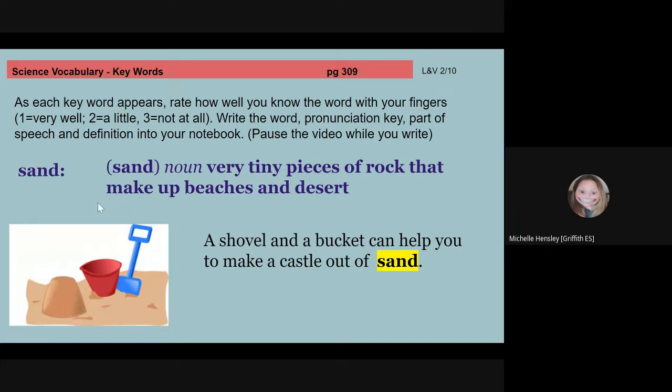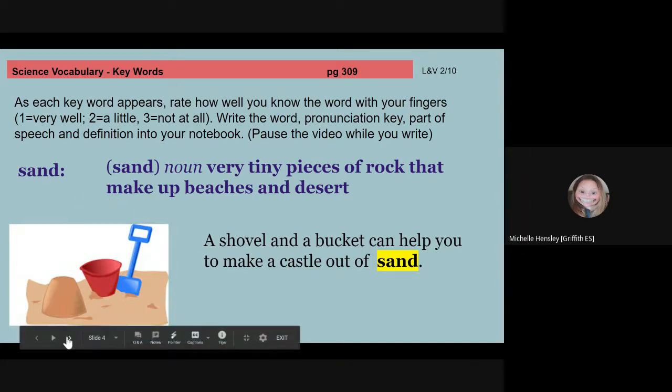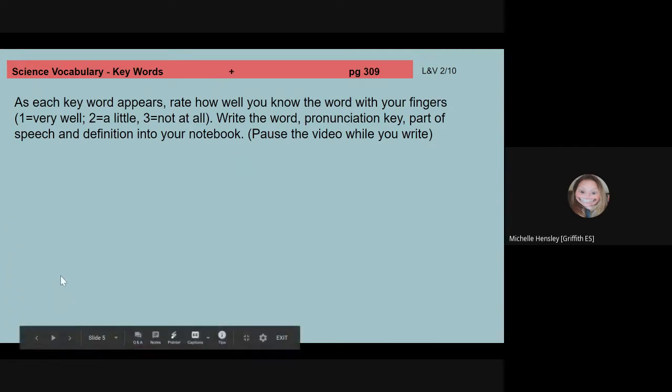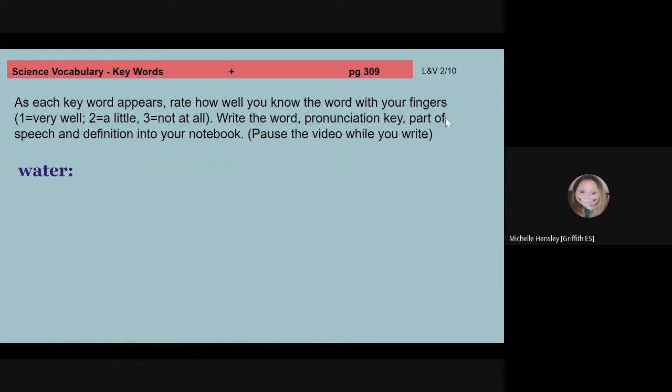All right, if you need more help with sand or more time for sand, go ahead and pause here. We're going to go on to our next word. Our next word is water. I hope you all have a 1 in the air for water. You might realize we talk about it a lot, but do you know exactly what it is?